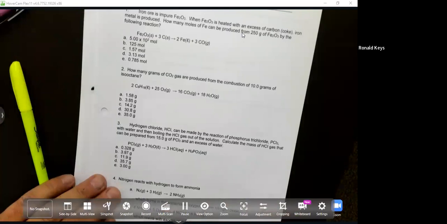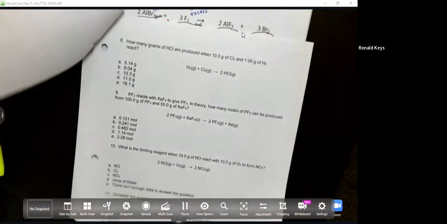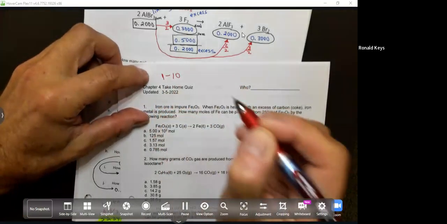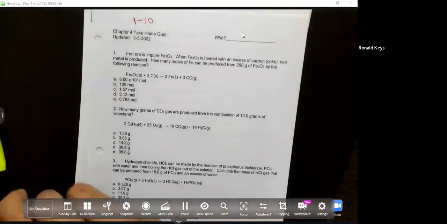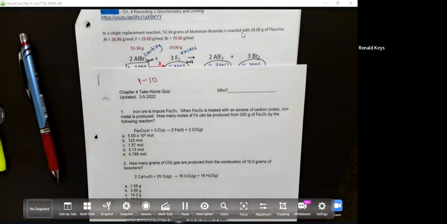So let me give you some quiz questions to refine all of this. So the quiz question is going to be some stoichiometry. It's going to be drawing some arrows. Try to do 1 through 10 on this take-home quiz. Work on some OWL. There's maybe a deadline out there, an OWL. I need to back off, huh?